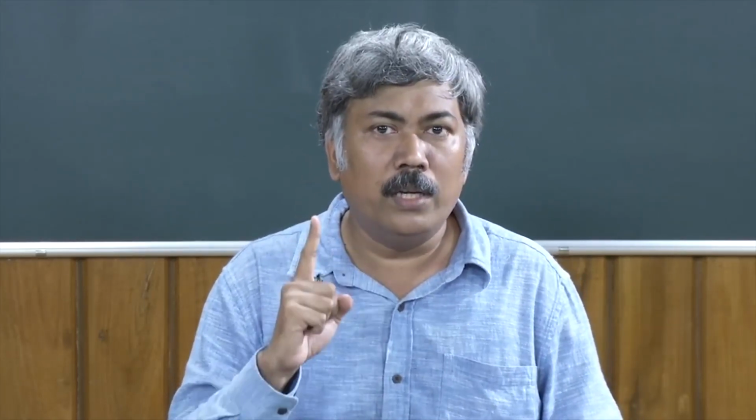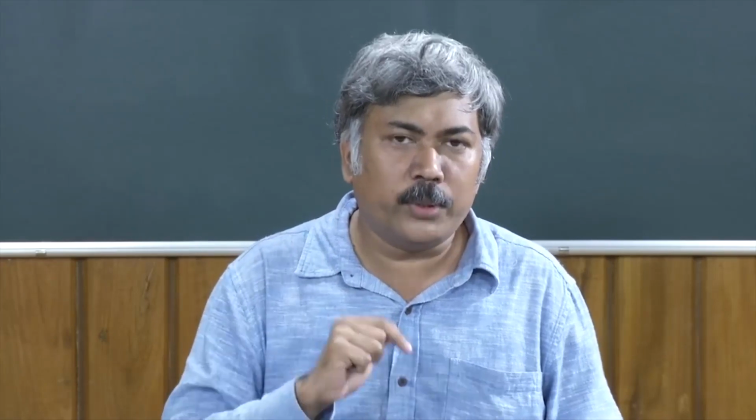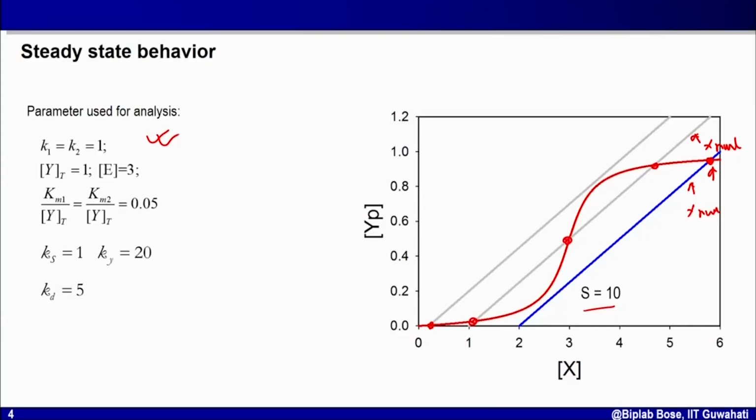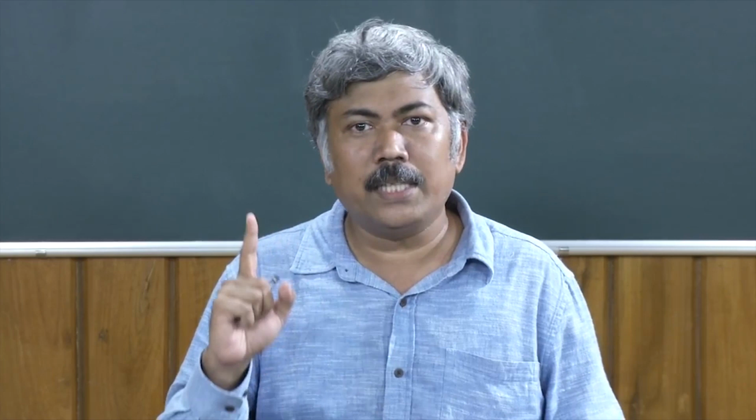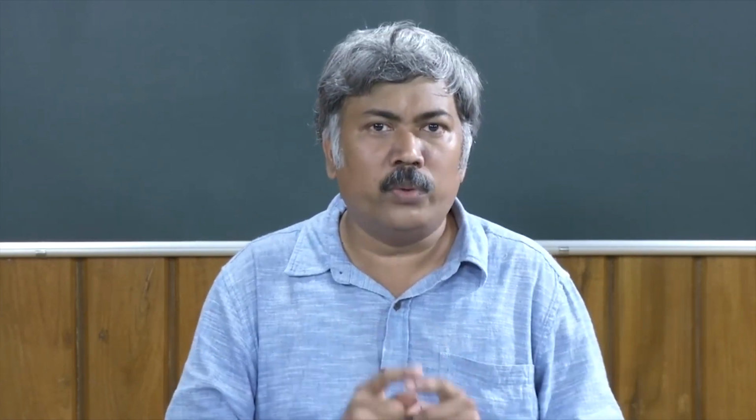That means I have only one steady state. When I have a higher value of S, for example 10, the way I have shown here, I have again one point of intersection. That means I have one steady state. When I have S in between, for example S equal to 5, I have 3 points of intersection. That means I have 3 steady states.